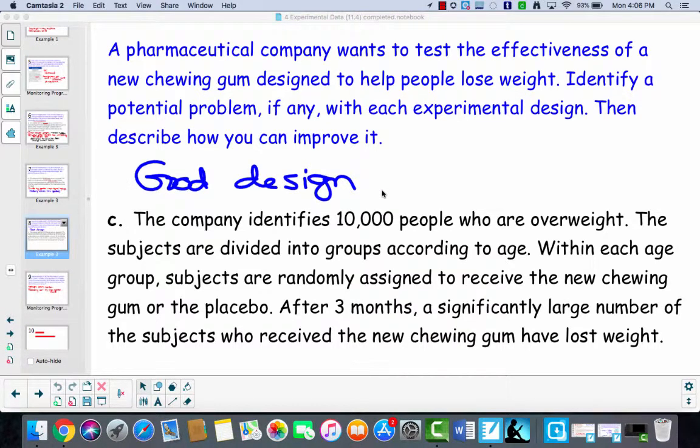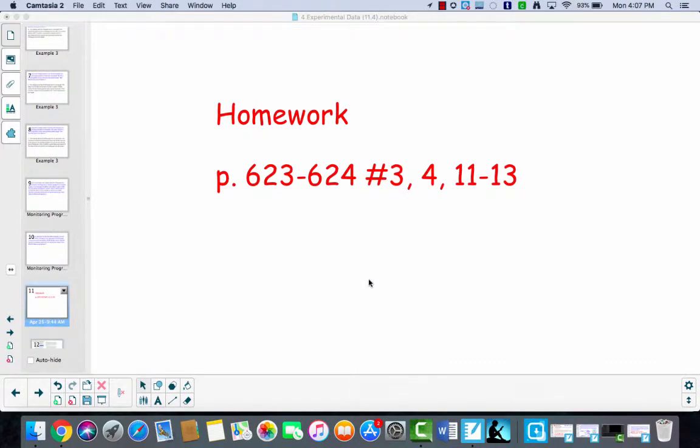It's large enough so that we have 10,000 people, so we're really doing a good sample size. The subjects are divided according to age and then randomly chosen within each age bracket, so we know that they should have similar factors. So this would be a good design, and we could say that the chewing gum appears to help patients lose weight.